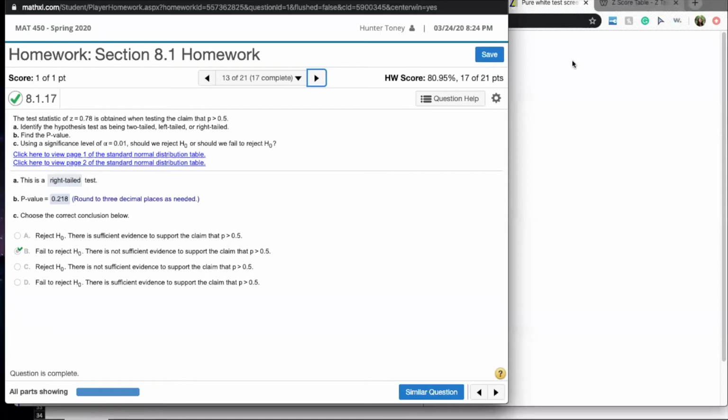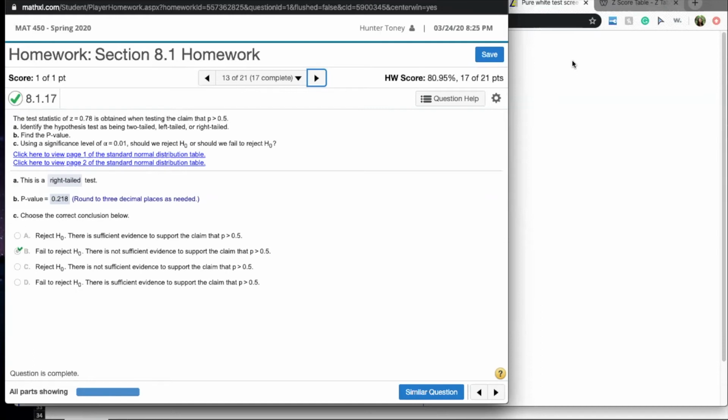All right, moving to the next problem, number 13. They tell you that the test statistic of z equals 0.78 is obtained when testing a claim that p is greater than 0.5. They want us to identify the hypothesis test as being either two-tailed, left-tailed, or right-tailed. And they want us to find the p-value, and then using your significance level, should we reject the null hypothesis or fail to reject it?